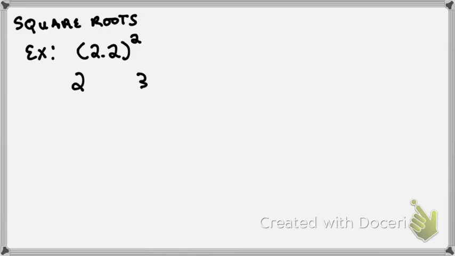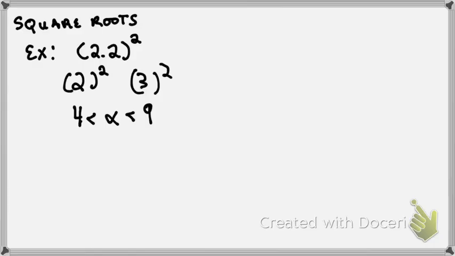So for the MCAT, what I would like you to do, to save time, is just take the square of each number. So 2 squared is 4, and 3 squared is 9. So the value of x is going to be in between 4 and 9, okay? And if this was an answer choice, the answer choice would be somewhere in between those two answers, okay?